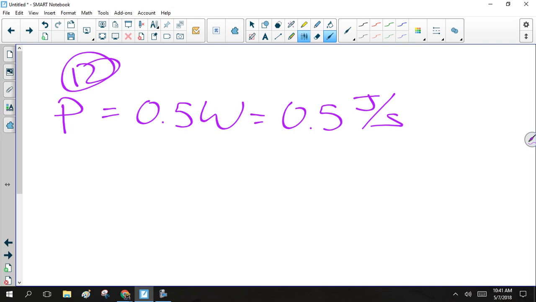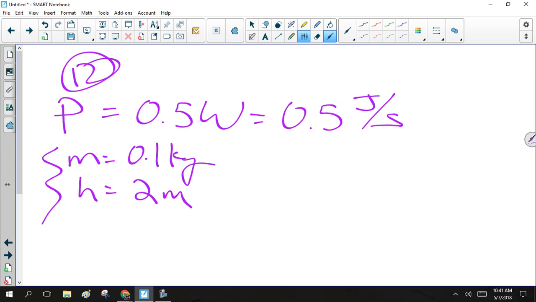It says how much time will it take the motor to lift a 0.1 kilogram mass at a constant speed from the floor to a shelf 2 meters above the floor. So our mass is 0.1 kilograms. We're trying to lift it up to a height of 2 meters. So what should I do with this, you guys? Yeah, find the GPE, right? So if you do mgh, you end up getting 2 joules. So we need to give a thing 2 joules of energy at a rate of 0.5 joules per second.